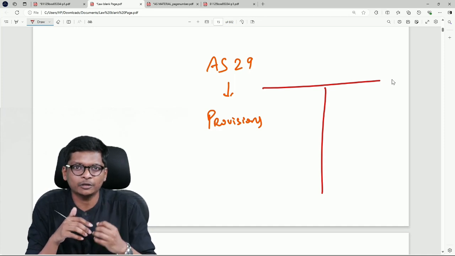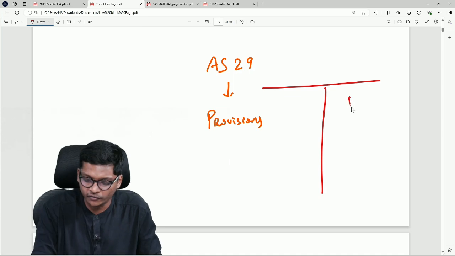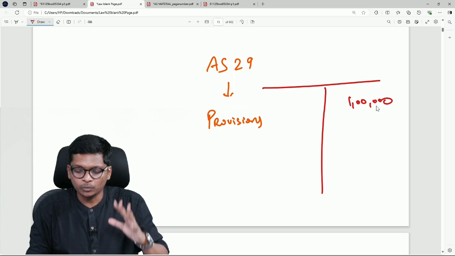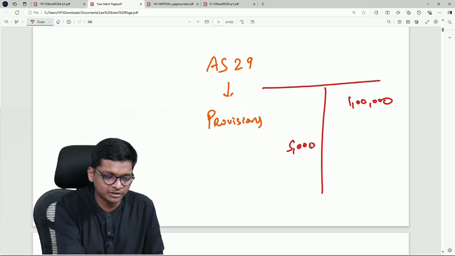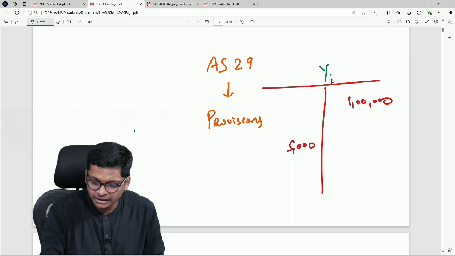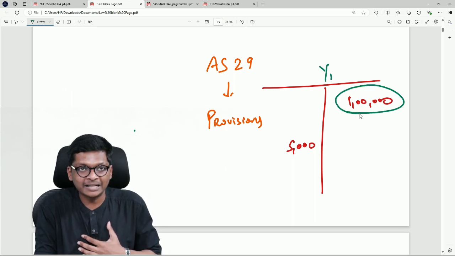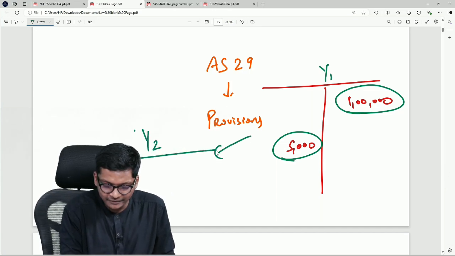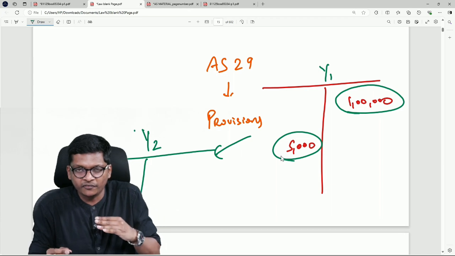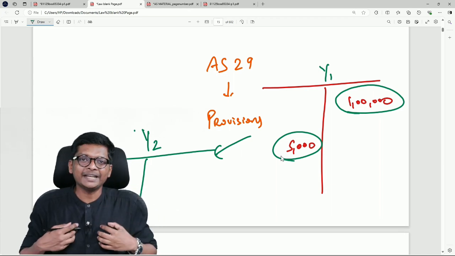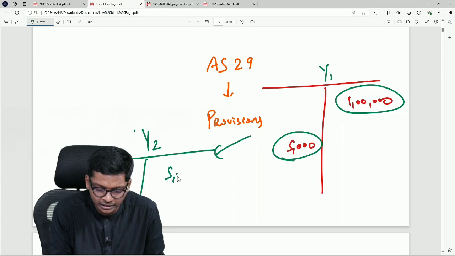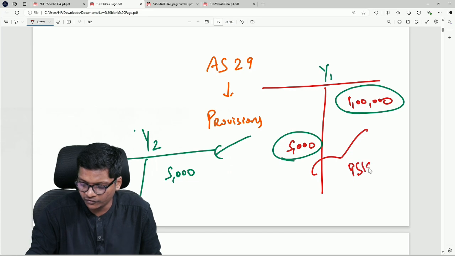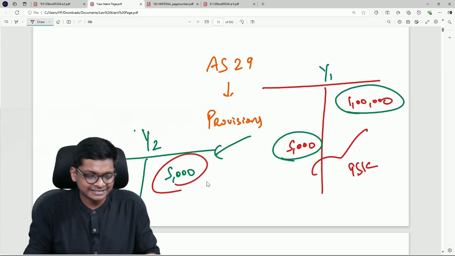From Samsung you are buying one S24 or S25 Ultra for 1 lakh. They said they will give you 1 year warranty. So cost of warranty is 5,000. In year 1 Samsung will record sales of 1 lakh and put a provision for warranty of 5,000. In year 2, this 5,000 provision for warranty will be reversed, because nobody claimed warranty. So effectively 95,000 is the revenue for the first year and 5,000 is the revenue for the second year.